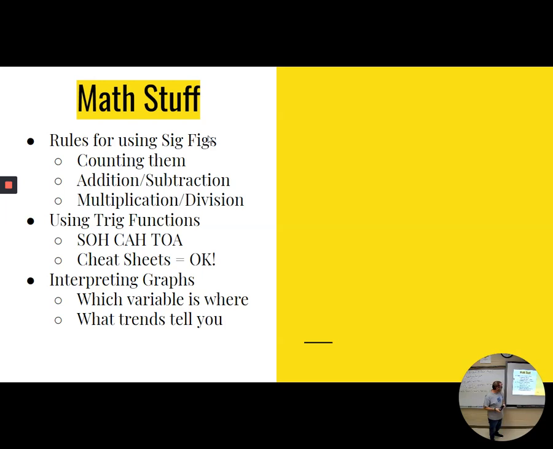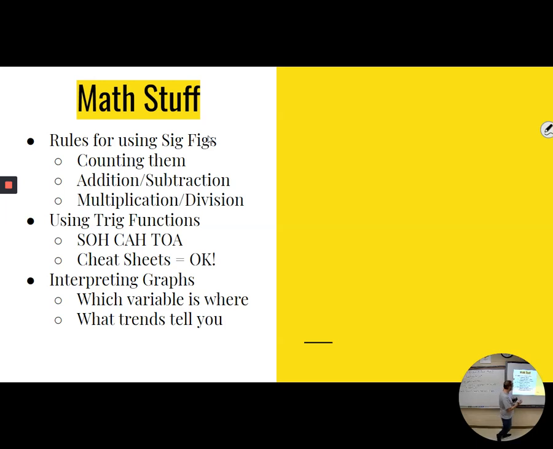Interpreting graphs. In general, just kind of knowing how to look at a graph and know what it's trying to tell you, and what different trends in graphs tell you. We're going to look here in just a minute at some of the different motion graphs, and that'll get a little more specific. But in general, when you've got a graph and you're trying to determine, okay, what is my independent variable and what's my dependent variable, do you remember the little mnemonic device that helps you remember which one goes on the x and which one goes on the y?